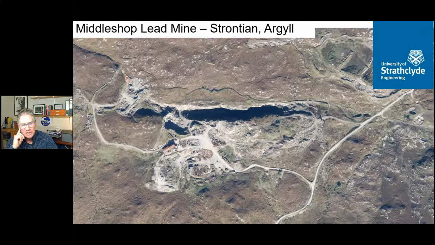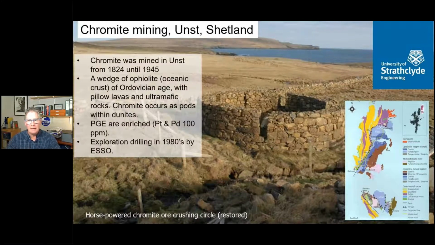Another area with historical mining is Strontian in Argyll, again primarily lead and zinc. Some of the old workings are still fairly accessible there. But not just lead and zinc, this is another example. The very tip of Shetland, on the island of Unst, is host to some fairly significant chromite deposits which were mined from the 1820s until the end of the Second World War. These occurred as pods within ultramafic rock in ophiolite sequences there. They're also enriched in platinum group elements in fairly reasonable concentrations, to the extent that they have been the target for exploration drilling at various points in time.